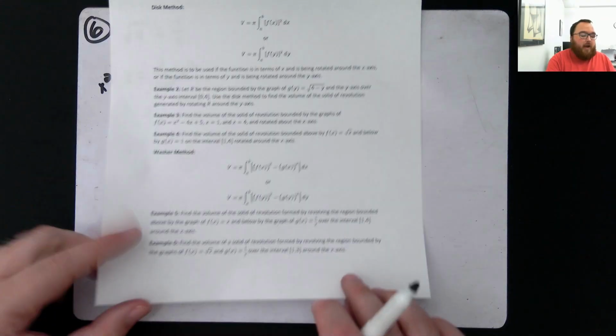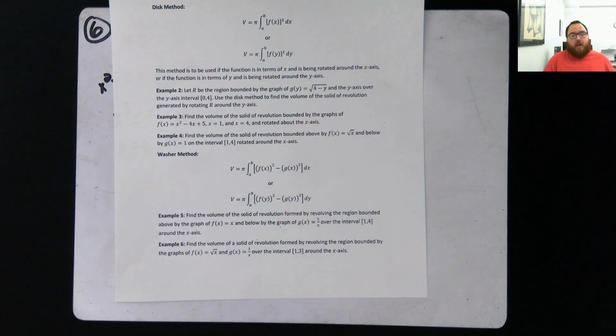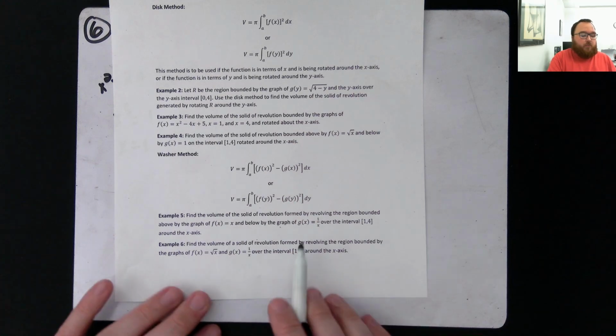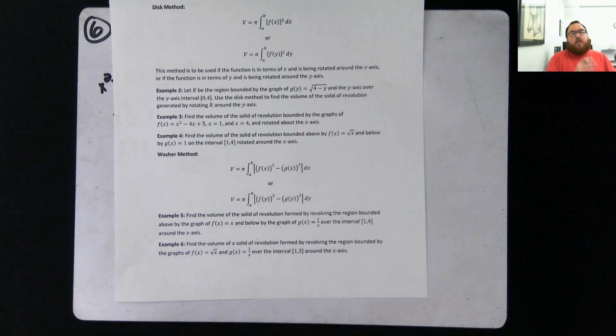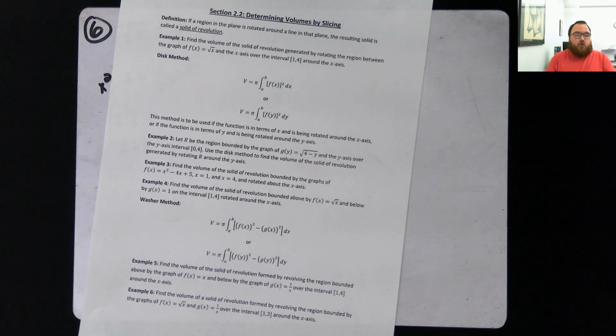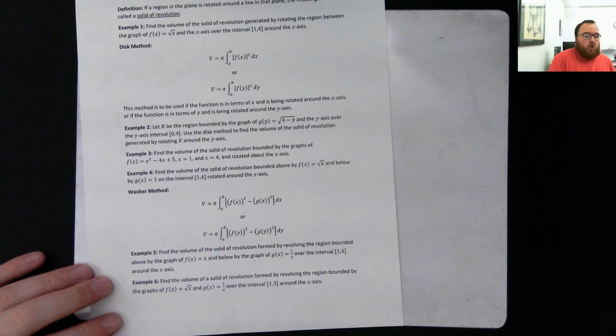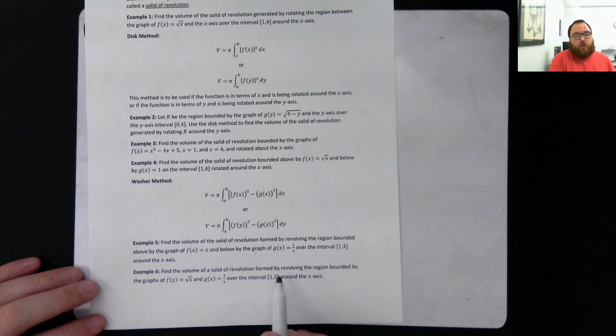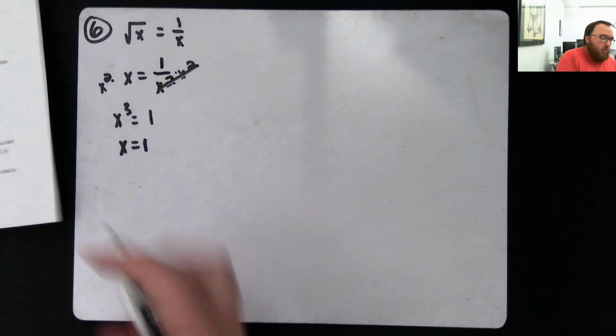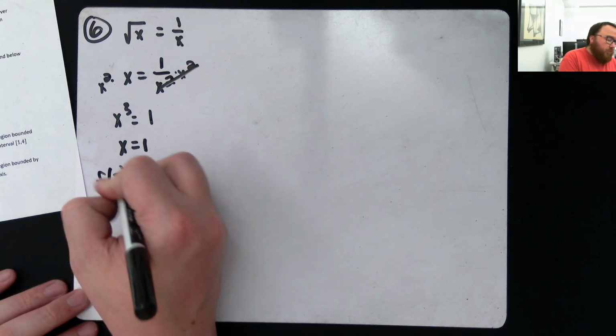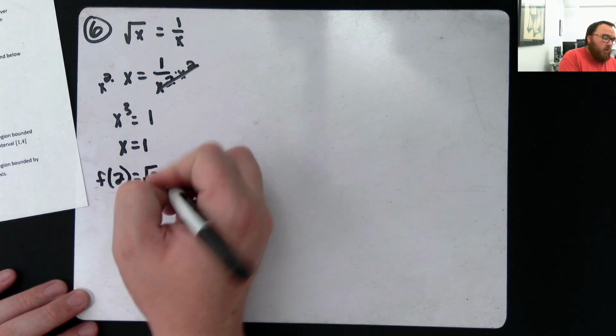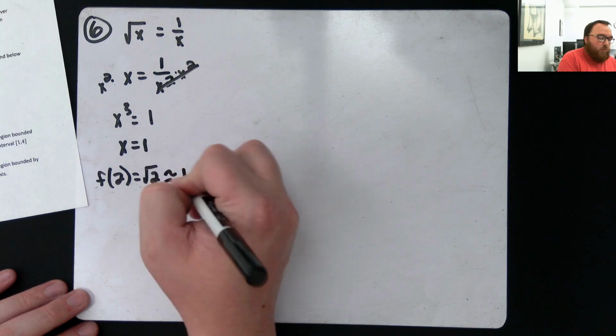Since that's where my region is going to start, that's okay. I don't have to worry about them switching, because from 1 and then on, the same one is going to be on top. So I'm good there. So now I just have to know which one is on top. So pick a number between 1 and 3. Let's use 2. f of 2 is going to be the square root of 2, which is about 1 point some stuff.